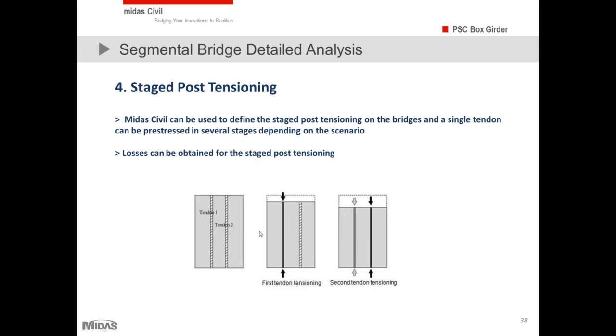So let's say in this example I've shown you there are two tendons, tendon 1 and tendon 2. The first tendon is pre-stressed in stage 1, let's say, and then a new segment is added, and the second tendon is again pre-stressed. Now both these tendons are post-tensioned, but due to the second tendon, the first tendon will have some elastic deformation loss, and Midas Civil can precisely calculate this elastic deformation loss in the first tendon.